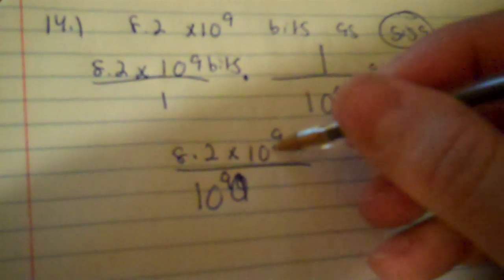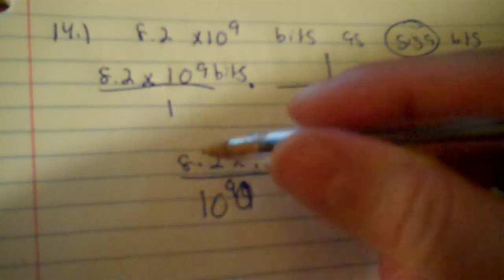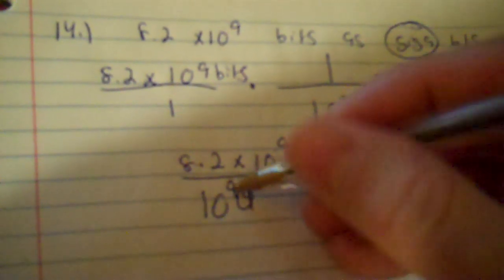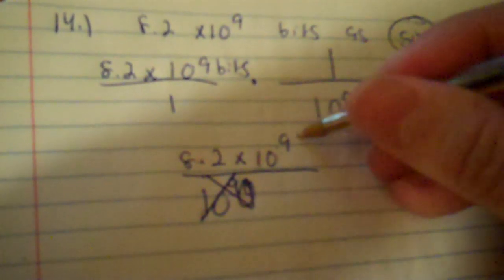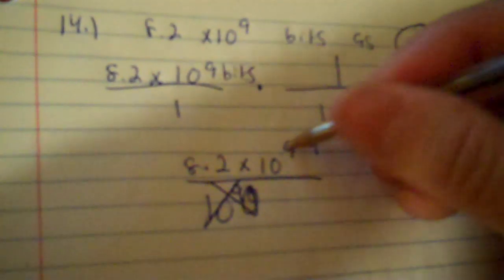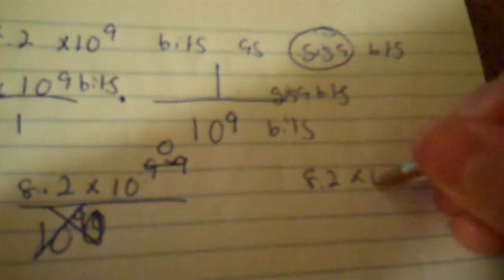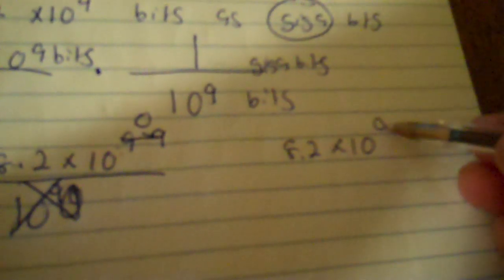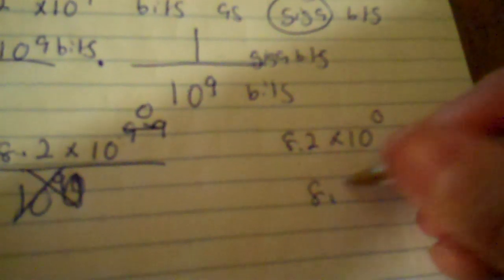Okay, now here's what you're going to do. You're going to cross out to divide. You're just going to divide these two. The 8.2 stays. So you cross out the 10 to the 9th, and you go up here and subtract your 9, and that's 0. 10 to the 0 power. So you can write 8.2 times 10 to the 0. Or if it's to the 0 power, you can just write 8.2.